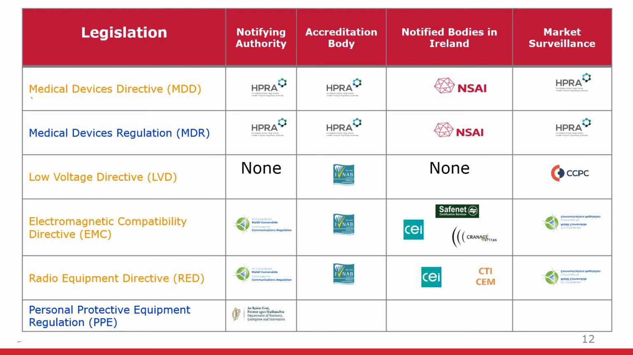The Department of Business, Enterprise and Innovation, which has been changed to Enterprise, Trade and Employment, is the notifying authority for the PPE Directive, and INAB is the accreditation authority. There are 111 EU notified bodies, 2 of which are in Ireland: SATRA and CCQS, and CCPC and the Health and Safety Authority carry out market surveillance on different classes of PPE.